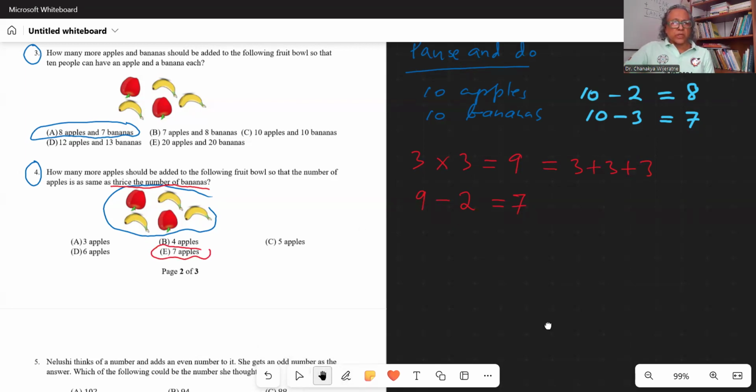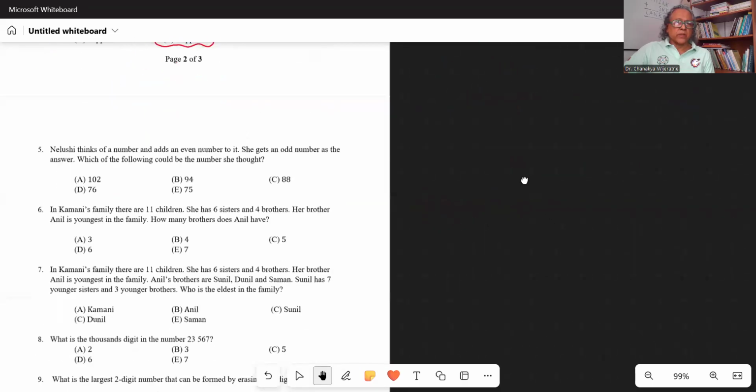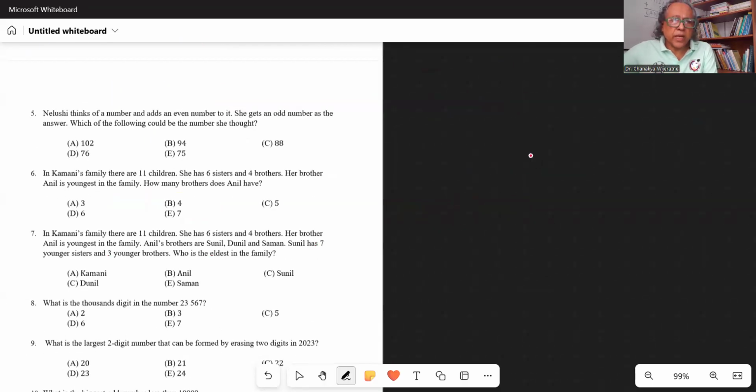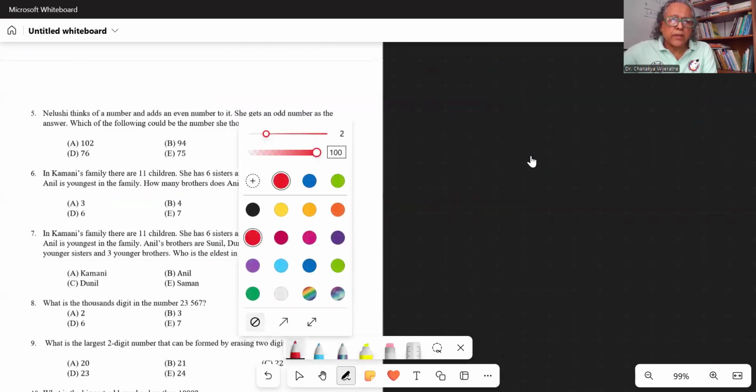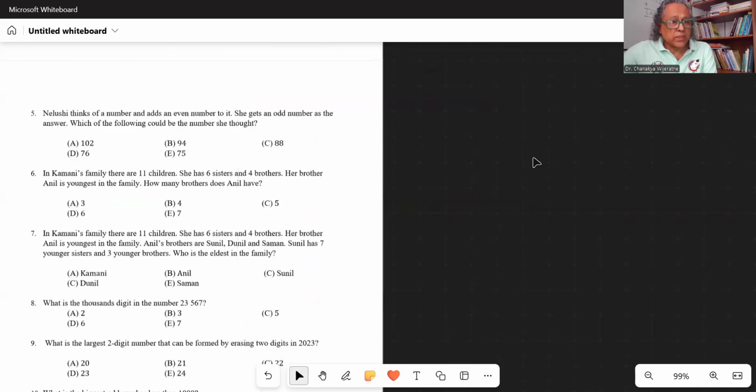Okay, so let's move on to the next question. Here Nerushi thinks of a number and adds an even number to it. She gets an odd number as the answer. Which of the following could be the number she thought? Now here, we need to know what even numbers and odd numbers are. Now we have these whole numbers, starting from 1, 2, 3, 4. Likewise, it goes on forever. There is no end.